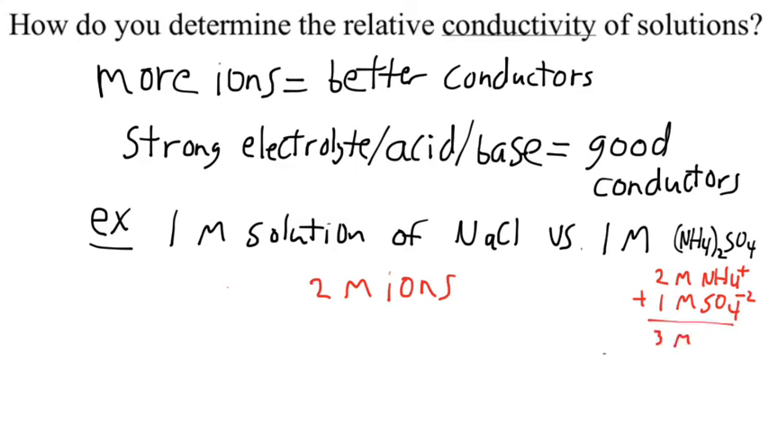The NaCl will make 1 molar of Na+ and 1 molar of Cl-, that's 2 molar concentration of ions. The ammonium sulfate will make 2 molar concentration of ammonium and 1 molar concentration of sulfate, so that's a total of 3 molar ions. So this one has more ions, so it conducts better. That's all there is to that. You've got to count the ions.